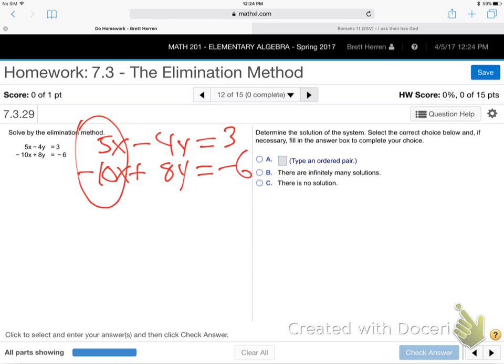Yeah, so I got to make those x's opposites. Oh, then it's not no solution. It's infinite solutions. Yeah, so that's the key. You got to know which of those it is. That's where people get tricked on the test.